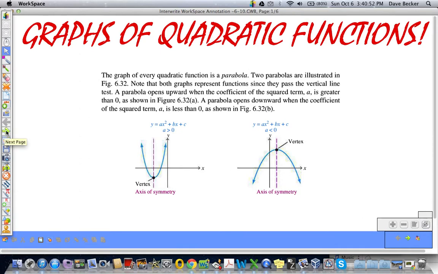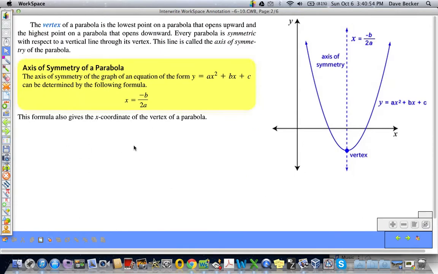Okay, so what are we going to do? Just want to make sure you understand a couple of things. Again, the vertex for a parabola that opens upward is going to be at the very bottom, and it's going to be at the very top if the parabola opens downward. The axis of symmetry, very, very important. It is given by the equation x equals negative b over 2a when we are of the form y equals ax squared plus bx plus c.